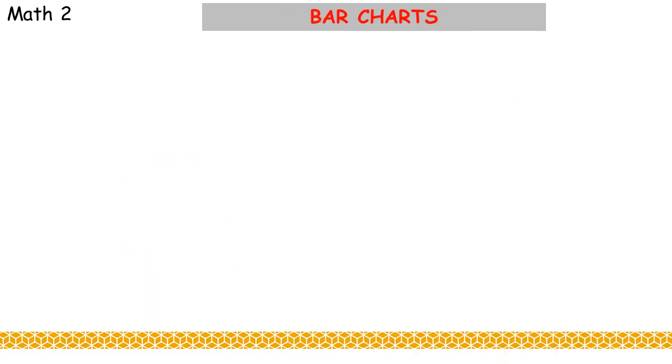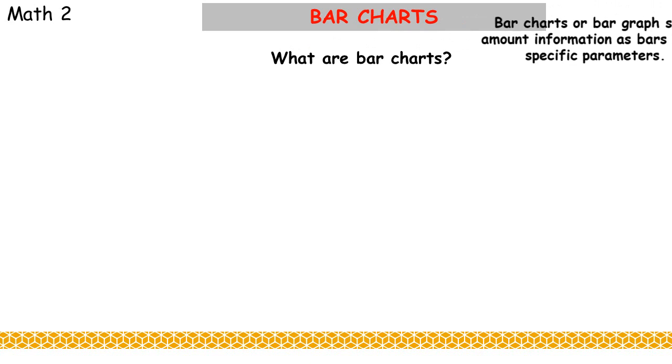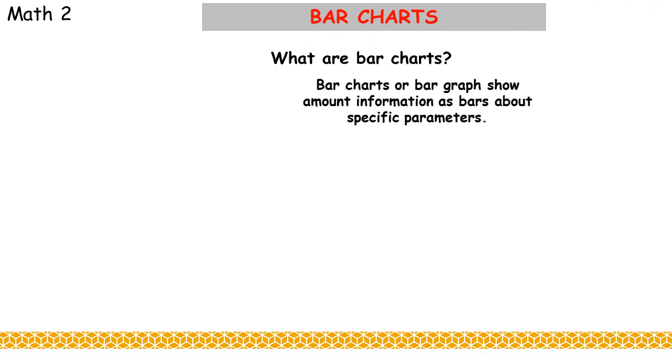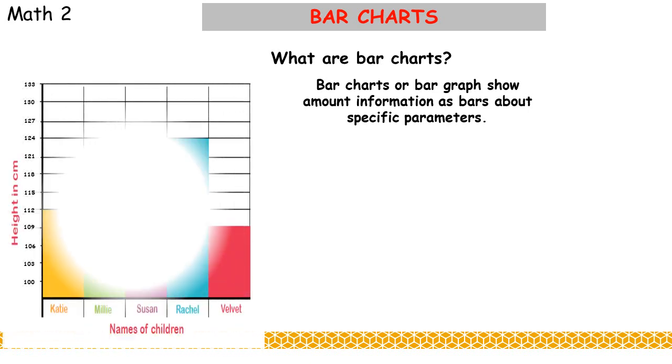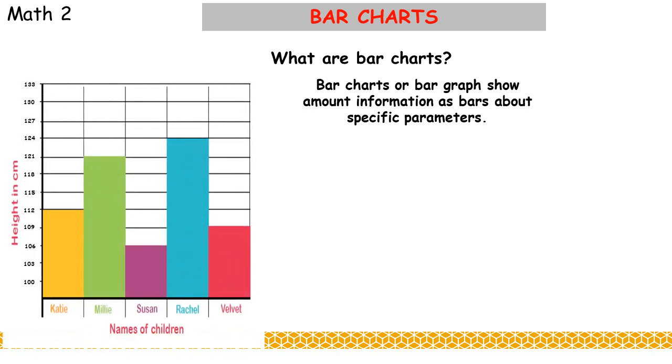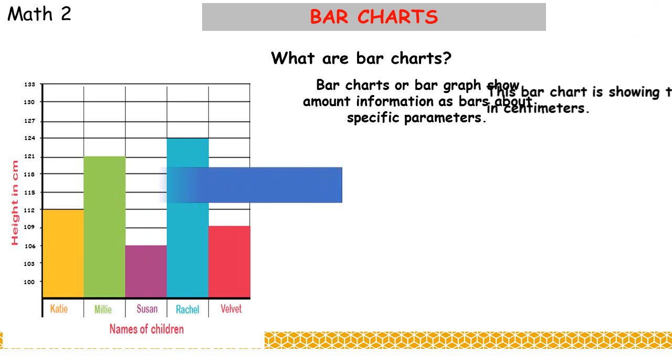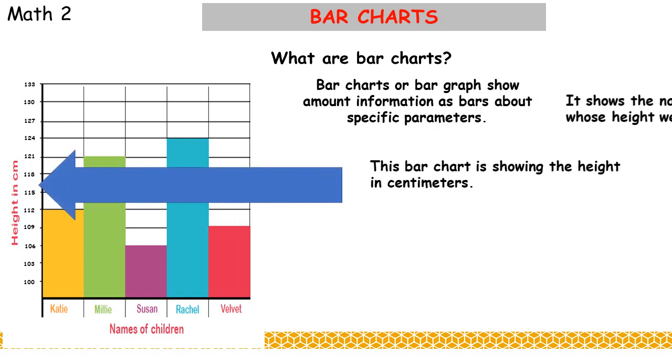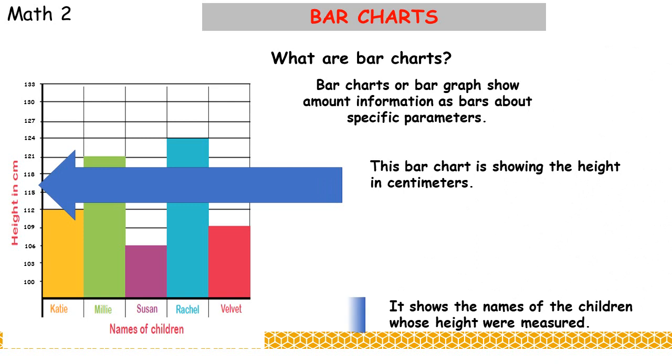Lastly, let us talk about bar charts. What are bar charts? Bar charts or bar graphs show amount information as bars about specific parameters. Let us look at this example. This bar chart is showing the height in centimeters. It shows the names of the children whose height were measured.